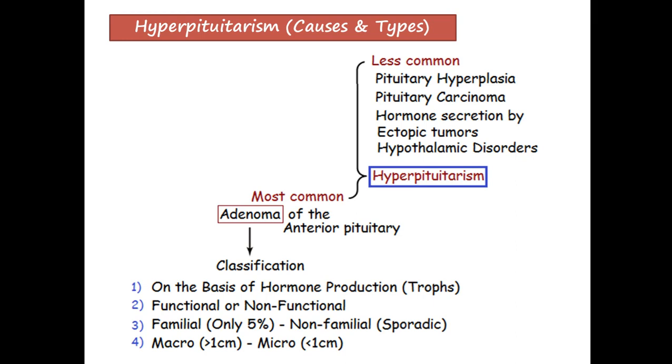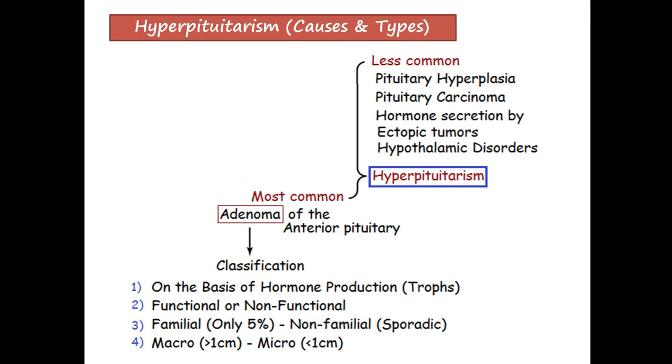Now we know that the pituitary gland contains many cells known as the trope cells. So an adenoma may involve somatotrope cells, it may involve lactotrope cells, thyrotrope cells, or corticotrope cells. So we classify adenomas of the pituitary on the basis of the cells involved.